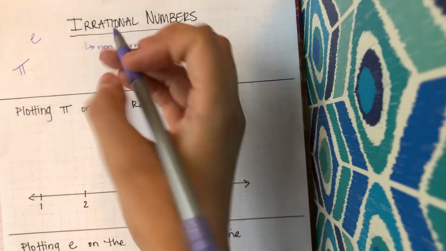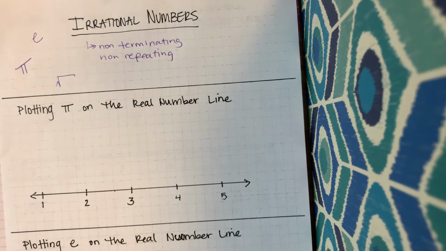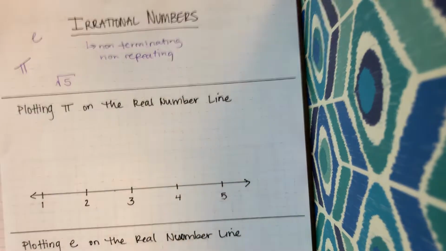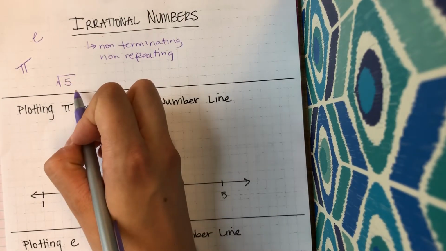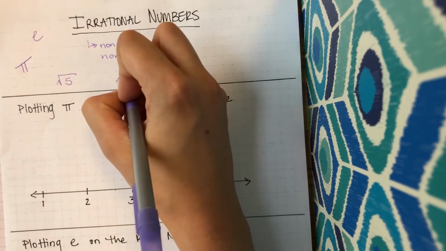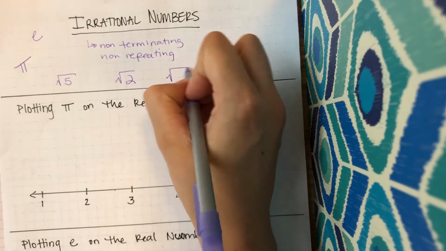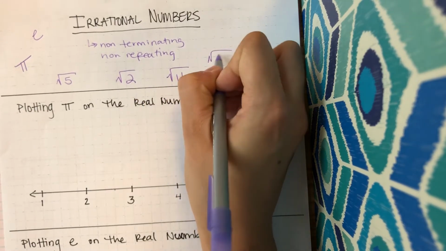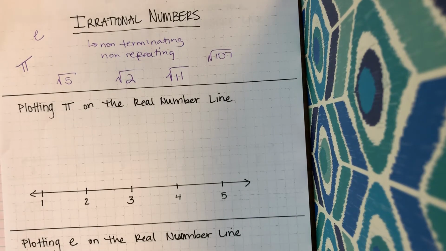And finally, any square root that is not a perfect square is an irrational number. For example, the square root of 5: 5 is not a perfect square, so this number will be a non-repeating, non-terminating decimal. We also have square root of 2 and any other square root that's not a perfect square. Square root of 11, square root of 107, all will be irrational numbers.